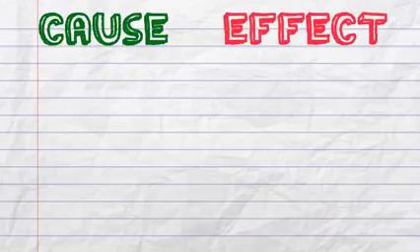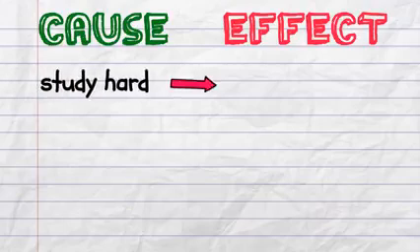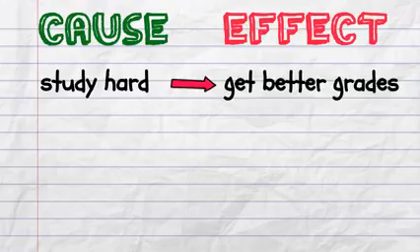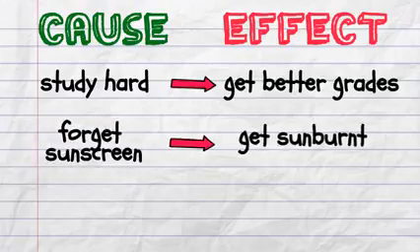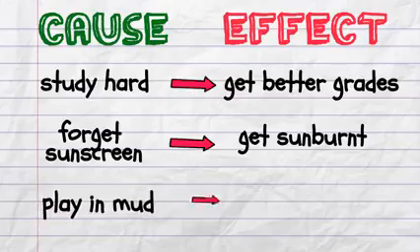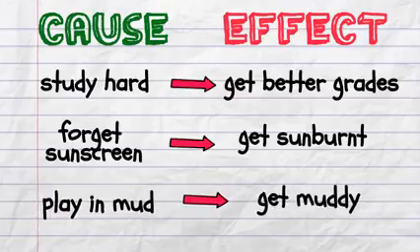Cause and effect relationships occur every day. For example, if you study hard, you'll get better grades. Forget to use sunscreen on a hot day, you'll get sunburnt. Play in the mud, get muddy.